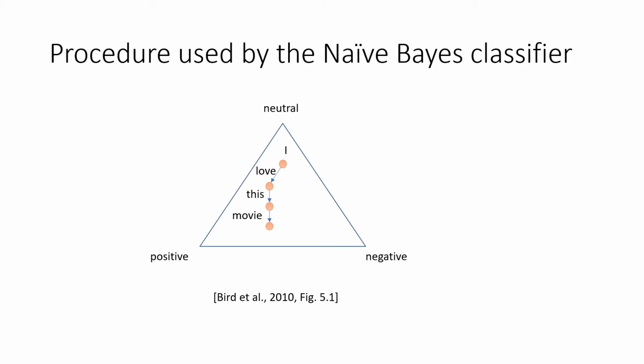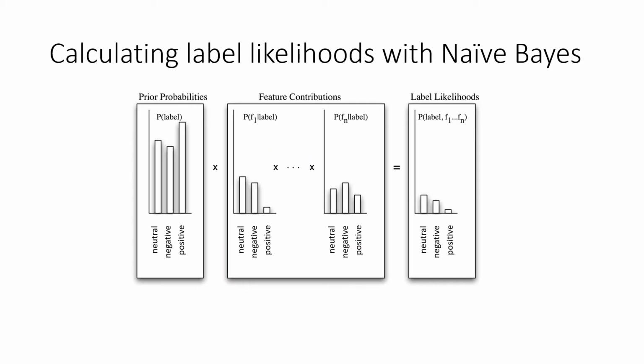In this example, the input document contains the word love, which is a strong indicator for positive sentiment, and then it also contains the words this movie, which is a weak indicator for neutral sentiment. After every feature has made its contribution, the classifier checks which label it is closest to and assigns that label to the input. In this figure, the following process is illustrated.